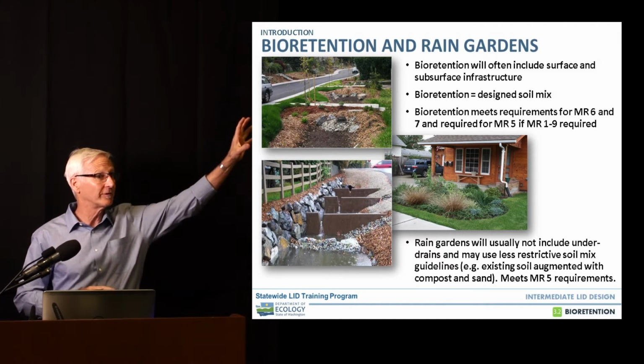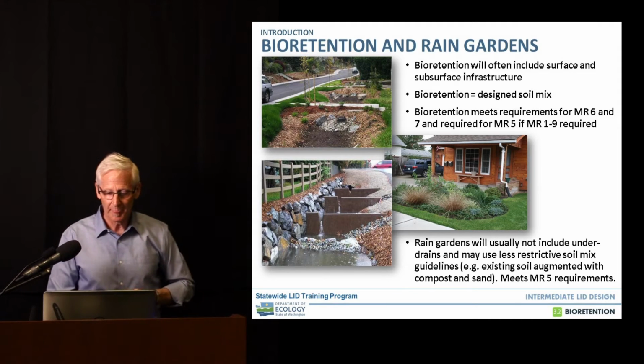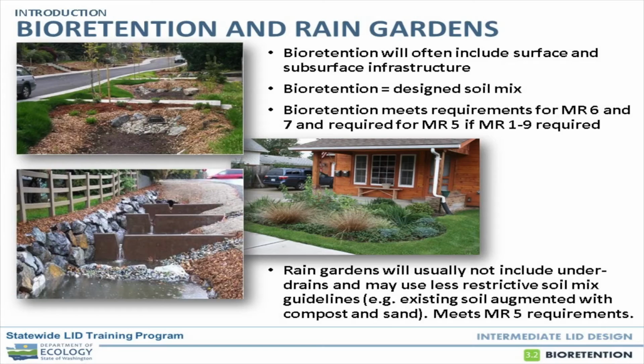So that's the difference. Rain gardens, on the other hand, oftentimes don't include surface or subsurface infrastructure. There's simply infiltration to the subgrade. There's less restrictive soil mix guidelines. There's actually no particular set guideline. So you have a lot of flexibility with the media that you use in a rain garden. In fact, it could be the dirt you've excavated out of there and you put some compost in it, or maybe some sand and compost. So a lot less restrictive as far as the soil guidelines.